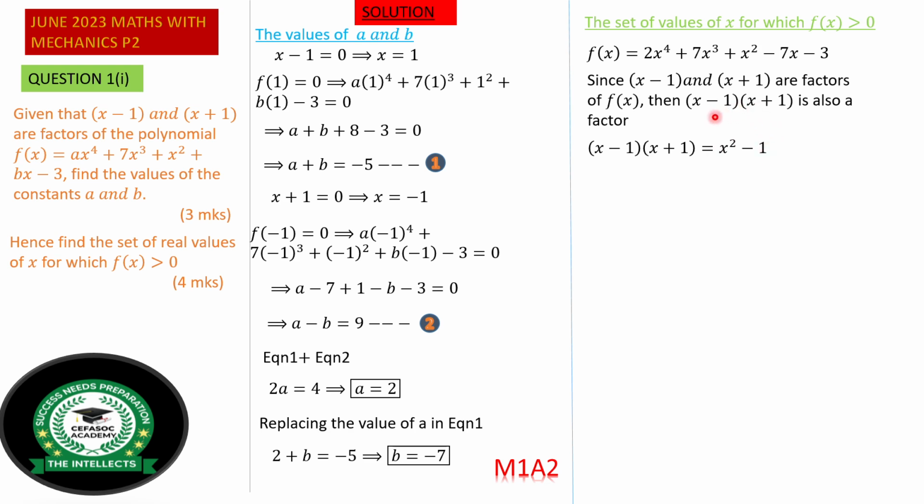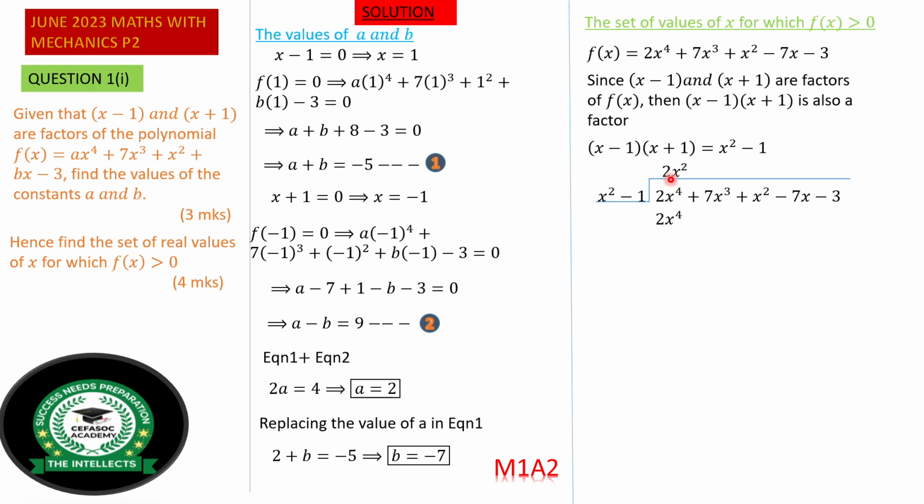1. So to find other factors of f of x, we divide f of x by its factors to get other factors using long division. We have f of x divided by its factor. Now we have here 2x to the 4 divided by x squared, which is 2x squared. When I multiply, I will get 2x to the 4.